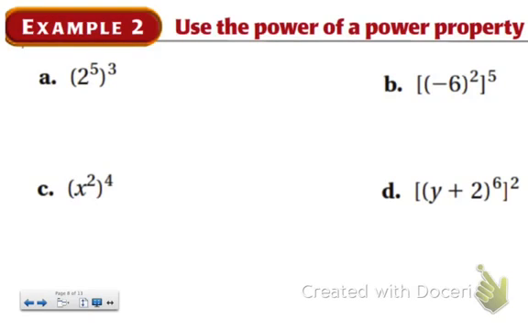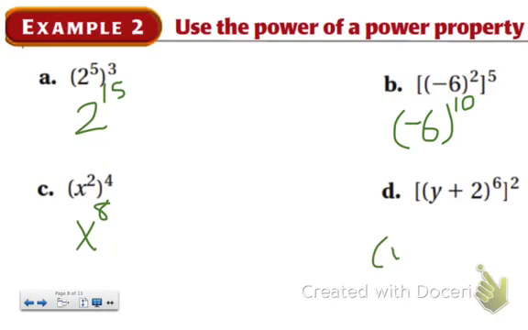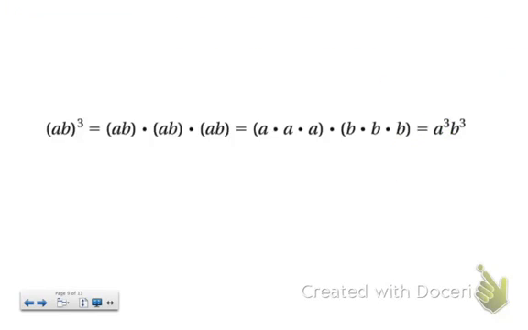So some examples. 2 to the 5th cubed, we're going to multiply and get 2 to the 15th. Over here we have negative 6 squared to the 5th power, so again we're going to multiply and we get negative 6 to the 10th power. X squared to the 4th becomes x to the 8th. Y plus 2 to the 6th squared becomes y plus 2 to the 12th. And just because the inside looks a little different doesn't mean anything has to change. You still are going to multiply because it's a power raised to a power.